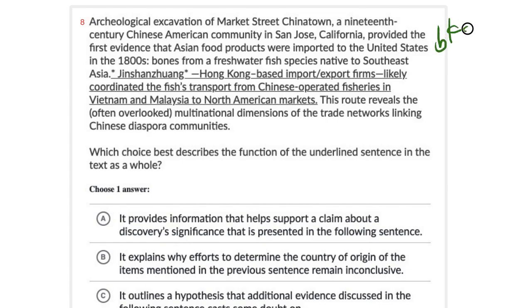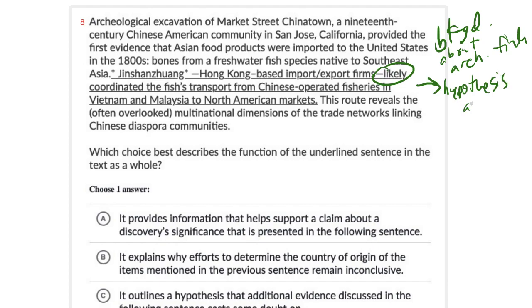Okay, so I'm just going to say, even though this is really general characterization, that that's background information. And we could say background about archaeological finding. Okay, I'm not even going to try to pronounce that. But these Hong Kong-based import-export firms likely coordinated the fish's transport from Chinese-operated fisheries in Vietnam and Malaysia to North American markets. Okay, so likely means it's not definite. So we could say this is a hypothesis about how the fish got there, which means it's a hypothesis that potentially explains the source of this archaeological finding.